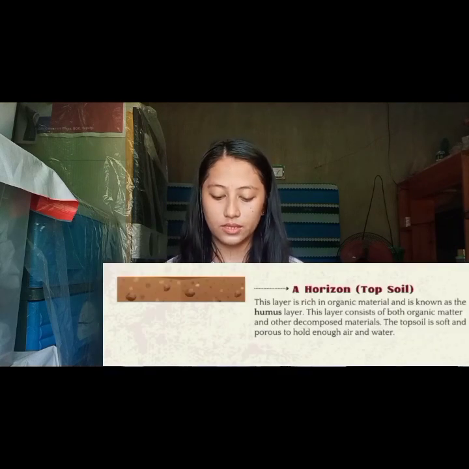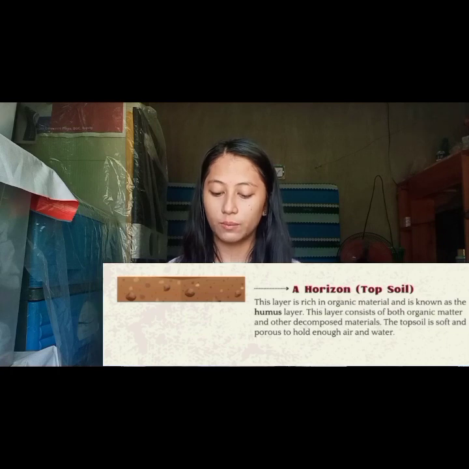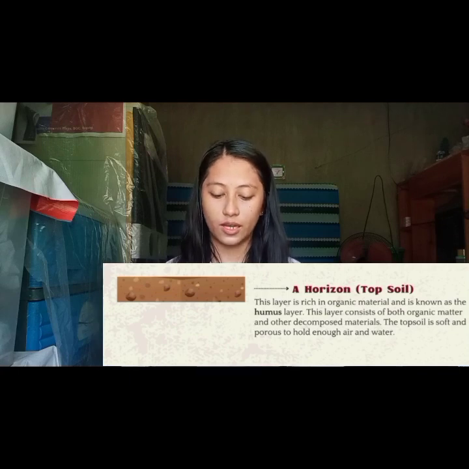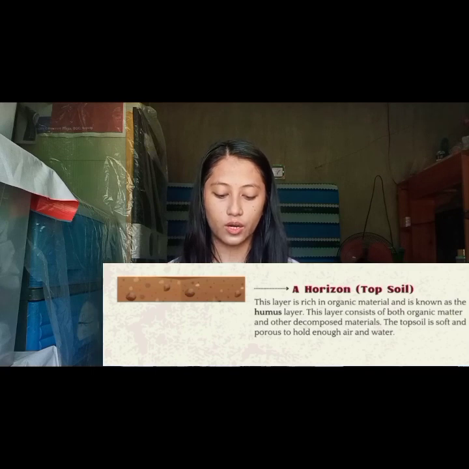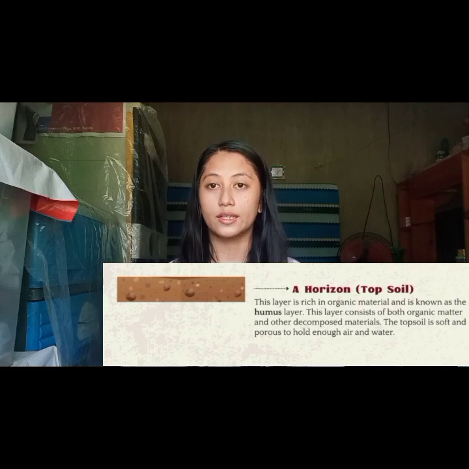The second one is the A horizon or the topsoil. This layer is rich in organic materials and is known as the humus layer. This layer consists of both organic matter and other decomposed materials. The topsoil is soft and porous to hold enough air and water. This layer is where we plant our seeds so they can grow to be strong, healthy plants.